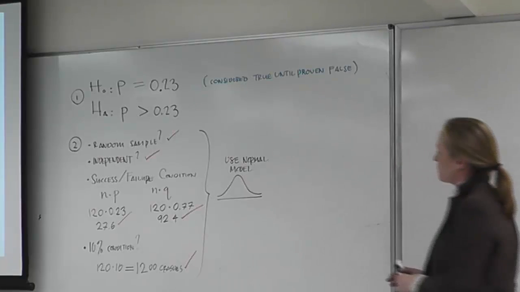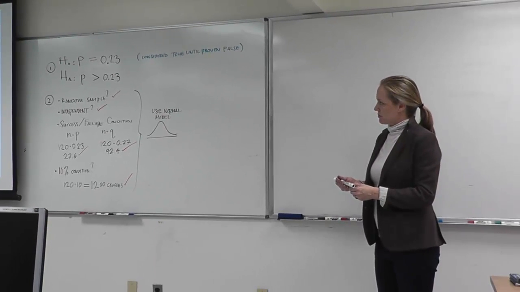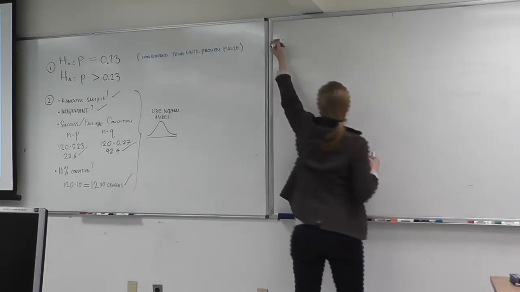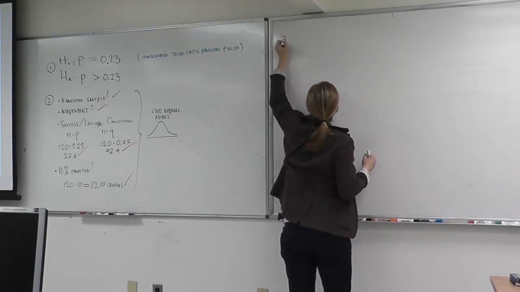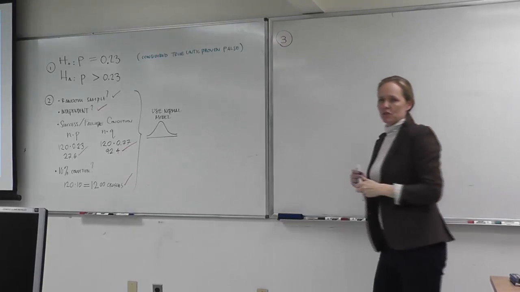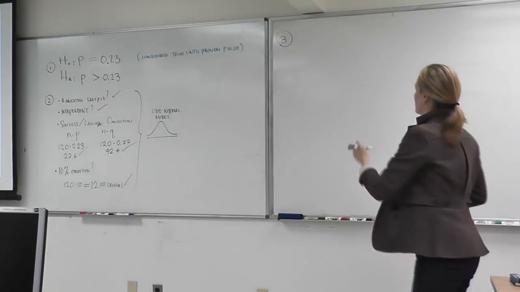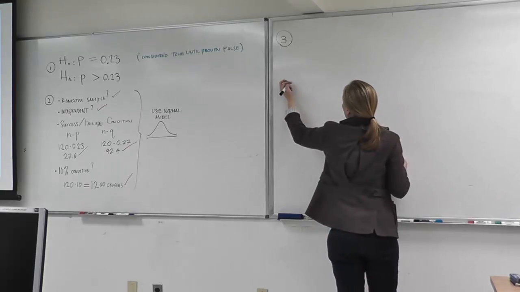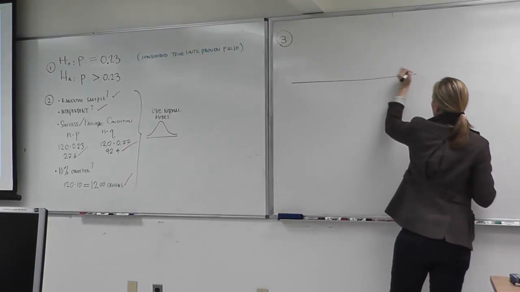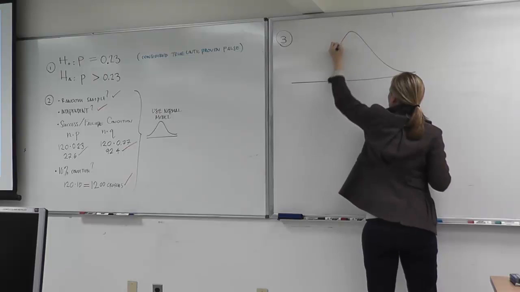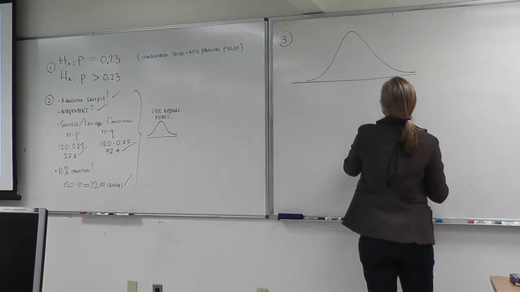All right, so the first 2 steps are finished. The third step is where the math happens. So it said we can use the normal model, so I'm going to use it. So there it is.